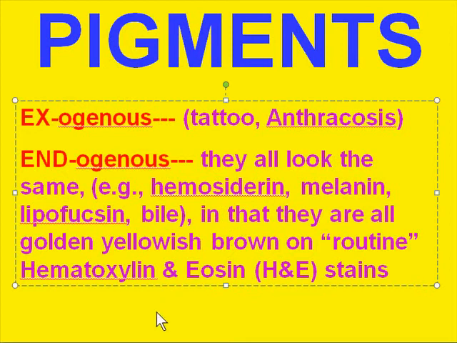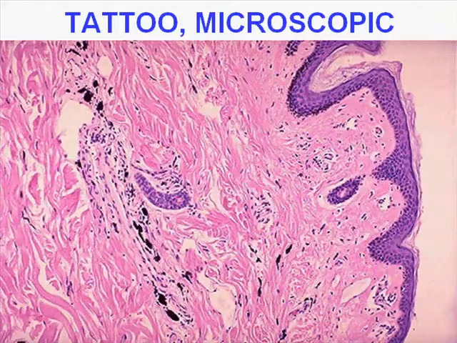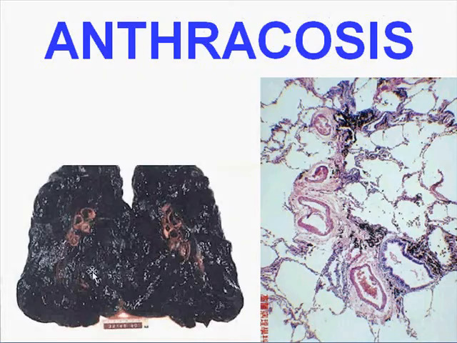Here is a pigment picked up by the macrophages in the dermis. It's very, very densely black. This is tattoo pigment. And even though it looks just a little bit stippled here, this could result in very, very dark appearing skin.